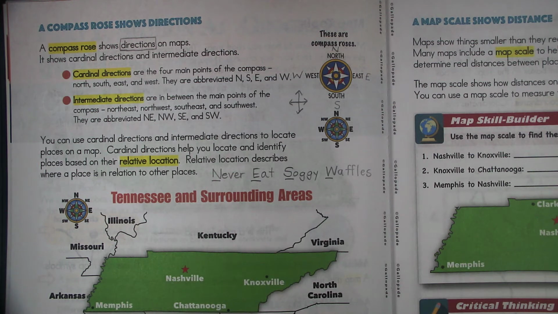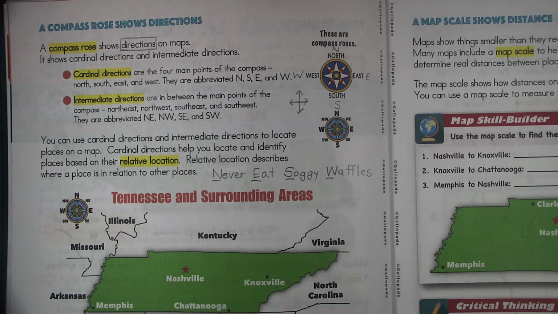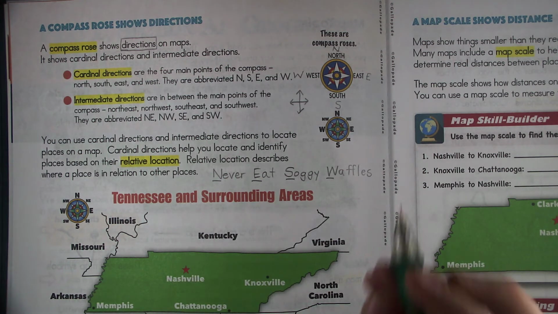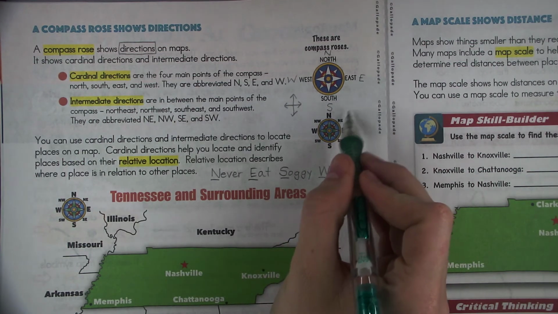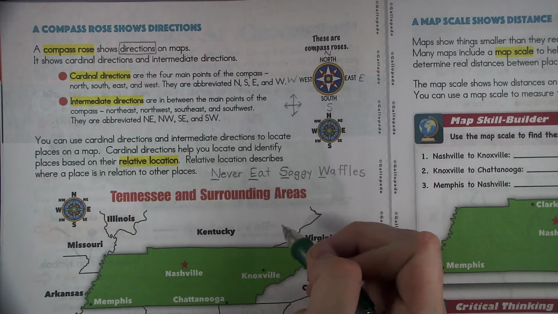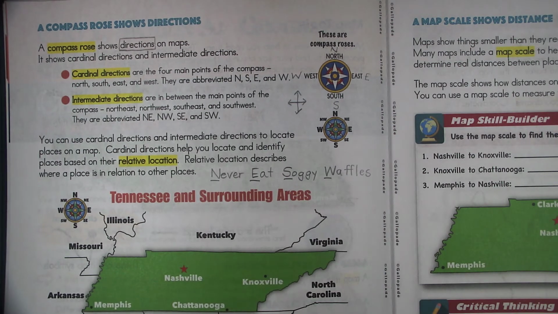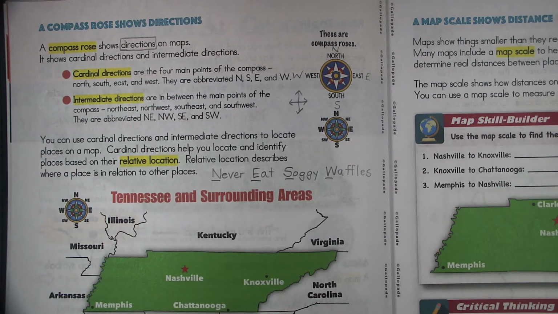And then you have intermediate directions. Intermediate directions are in between the main points of the compass. Northeast, northwest, southeast, southwest. They are abbreviated NE, NW, SE, and SW. So this would be north, and this would be east, but if you're going to travel in that direction, that would be northeast. You can use cardinal directions and intermediate directions to locate places on a map.